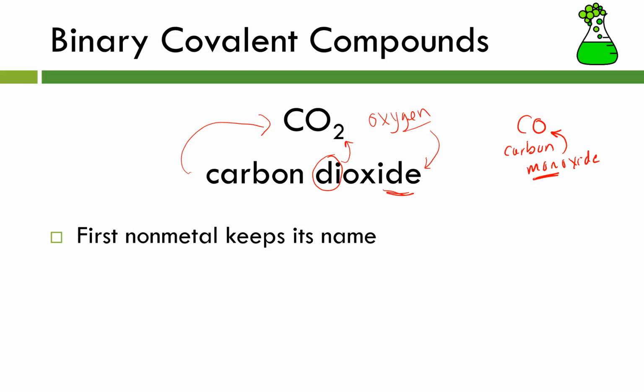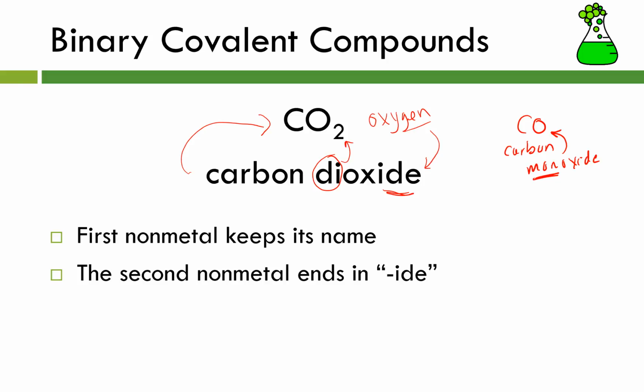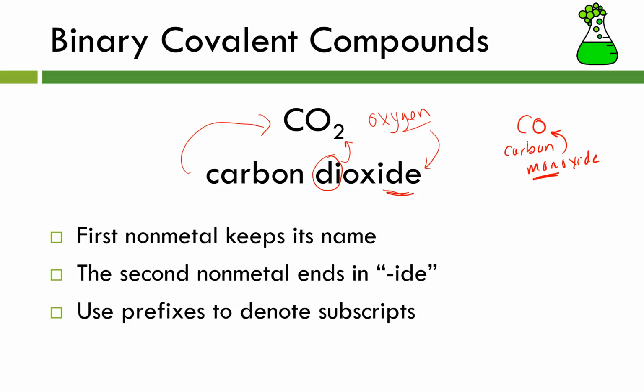We'll talk a little bit more about the prefixes in just a minute, but to summarize, the first nonmetal listed is going to keep its name. It's generally the one with a lower electronegativity. The second nonmetal is going to end in "ide." And we're going to use the prefixes to denote subscripts.